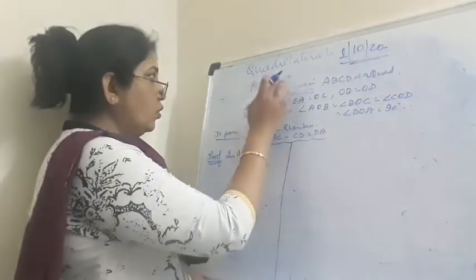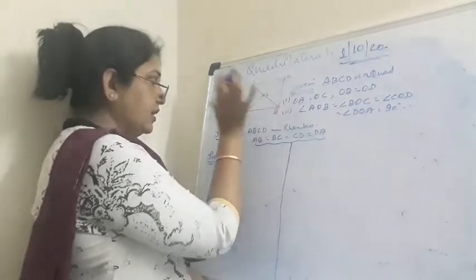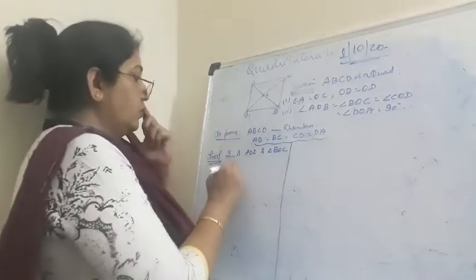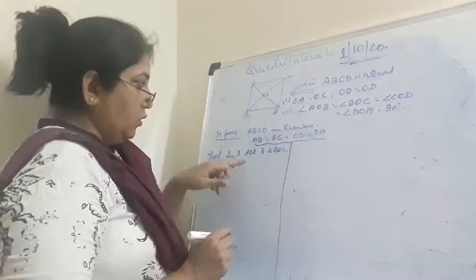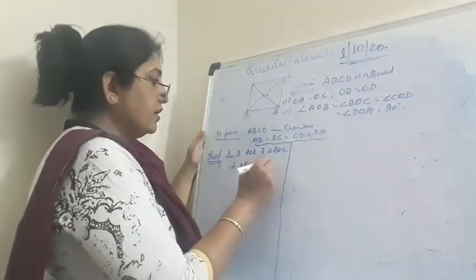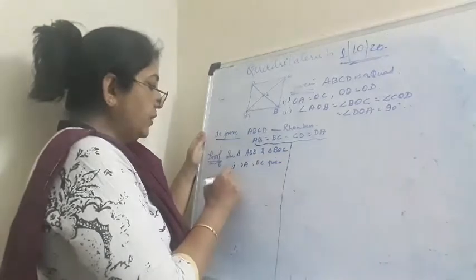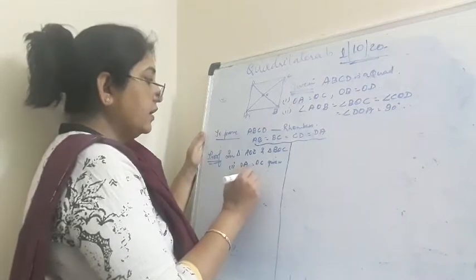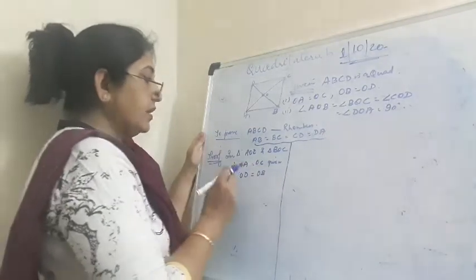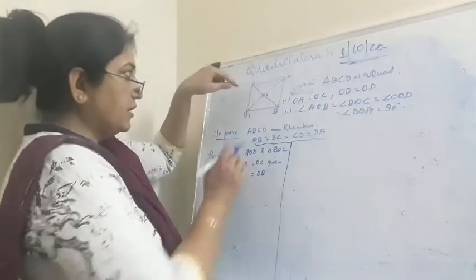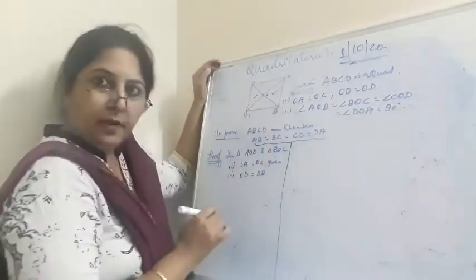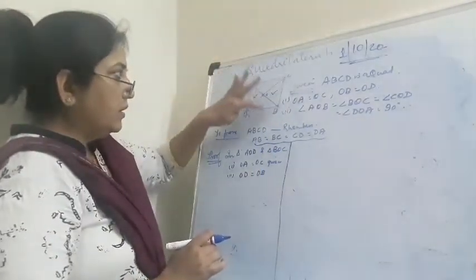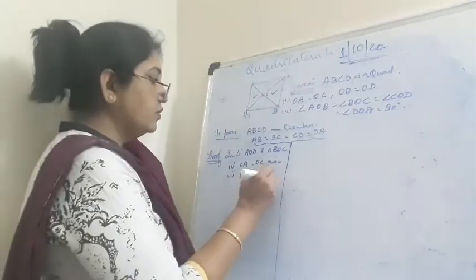Now which two triangles should we consider? I will take BOC and AOD. These two triangles I will take: triangle AOD and triangle BOC. Now first point: OA is equal to OC, given. Then number 2: OD is equal to OB. We are considering which two triangles? This and this. So when you consider these two triangles, OA is equal to OC and OB is equal to OD. This is also given.